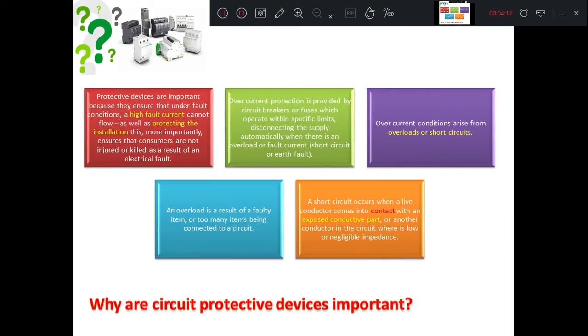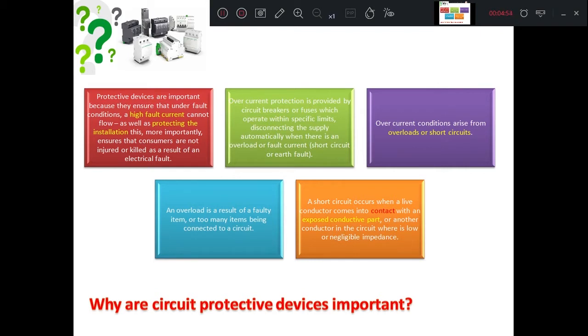Then why are the circuit protective devices important? The protective devices are important because they ensure that under the fault condition the high fault current cannot flow, as well as protecting the installation. More importantly, they ensure that the consumers are not injured or killed as a result of an electrical fault. The main thing is to protect the equipment as well as to protect human beings from electrical shock.